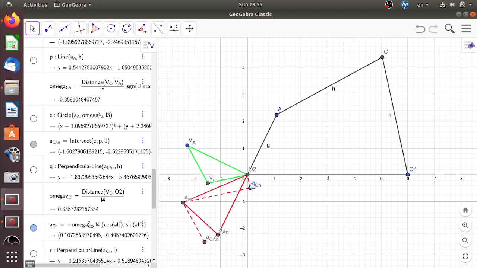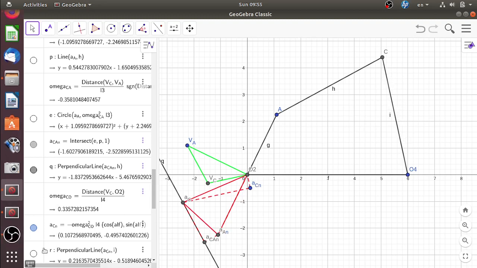So now I know the normal component. Now the tangential component, I do not know its magnitude because I do not know the angular acceleration. So what am I going to do? I am going to draw a line perpendicular to this one. I already drew a line perpendicular to this link from this point. Now I am going to draw a line perpendicular to this link from this point.